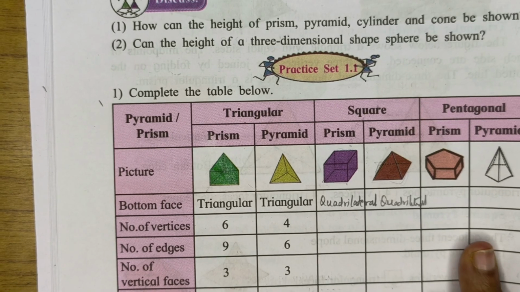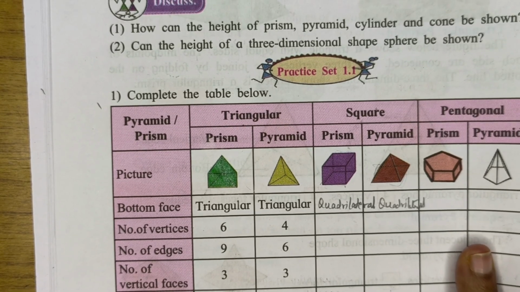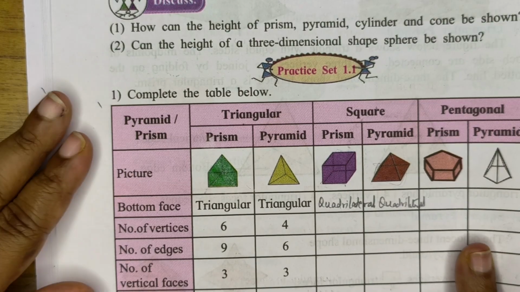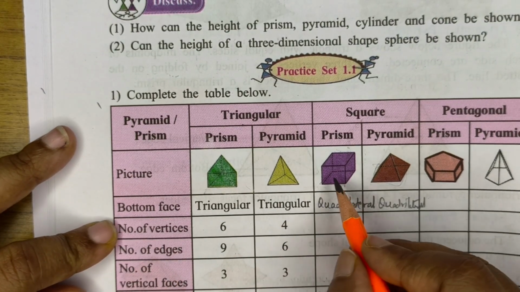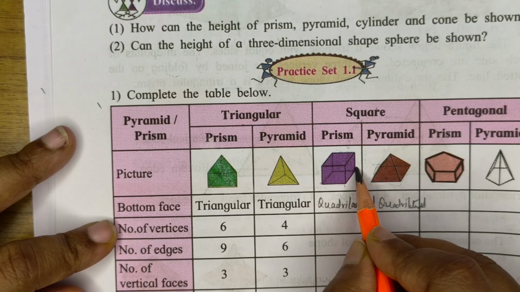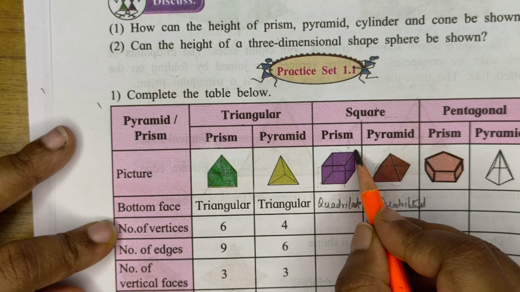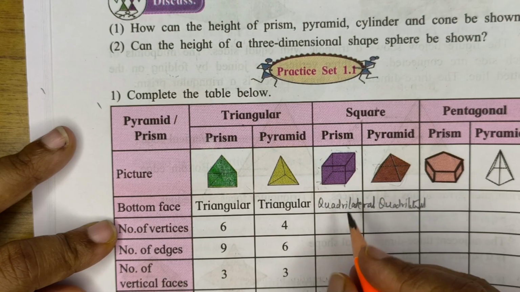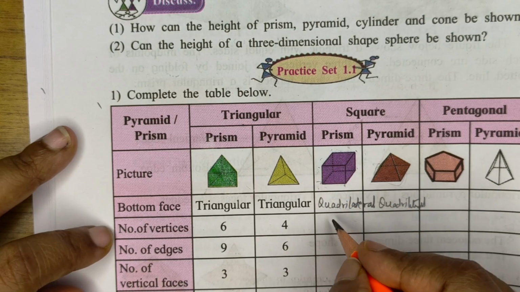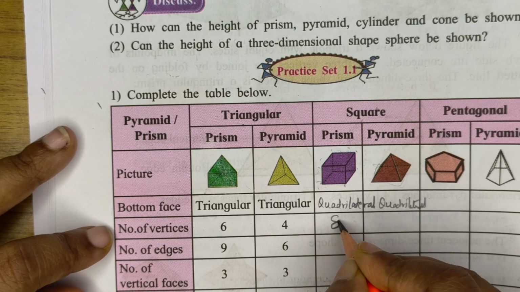Now we will see the number of vertices in this. Vertices means what I told you. Vertices are the corners. See at the bottom 1, 2, 3, 4. On top we have 5, 6, 7, 8. Understood? So how many are there? Bottom 4 and top 4. That means we have 8 vertices for the prism. Square prism we have 8.